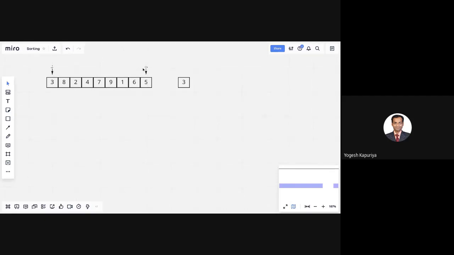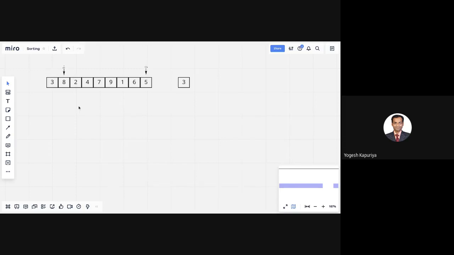I and J both will be stopped when I finds something which is greater than 3 and J finds something which is less than 3, because that is the case where you need to perform a swap operation. So let us see how it does. We'll start with I. I is 3, so 3 is not greater. I will keep on moving while the number is less than or equal to 3. 3 is less than or equal to 3, so it will move to the next.